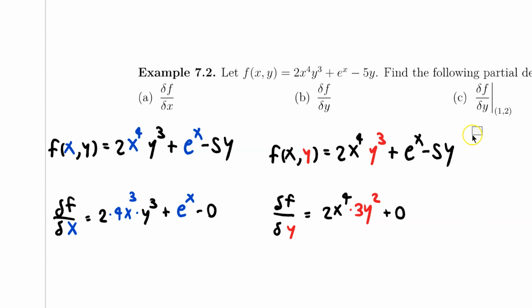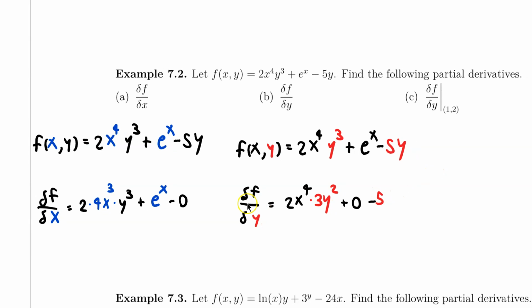And for the last one, negative 5y. Well, the derivative of minus 5y is going to be just minus 5. So the derivative of the last term is going to be just minus 5. Okay, so here, this is my derivative with respect to y.